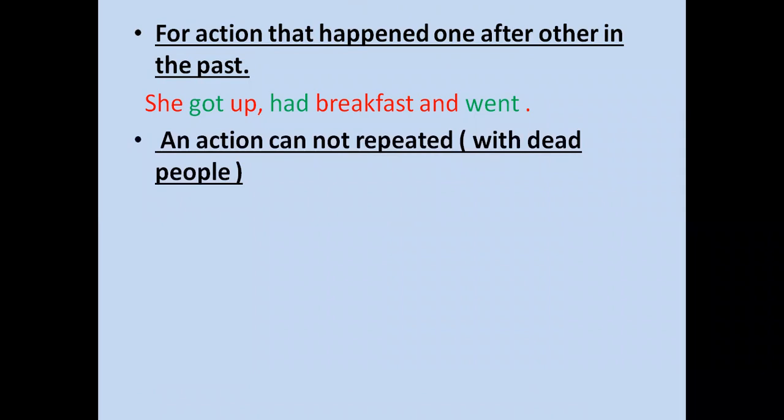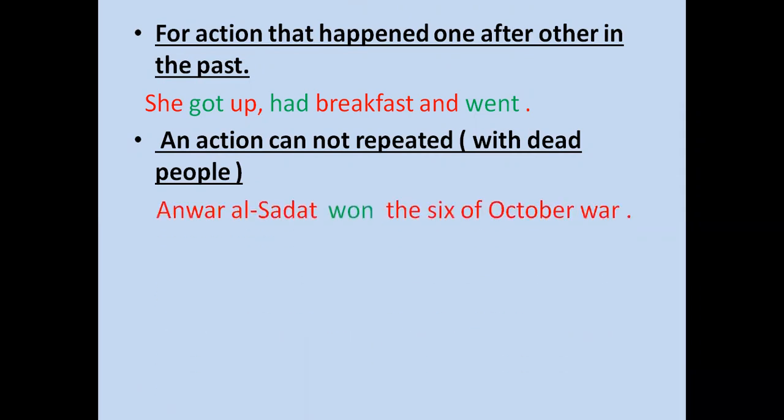Number 6, an action cannot be repeated with dead people. For example, Anwar Sadat won the 6th of October War.